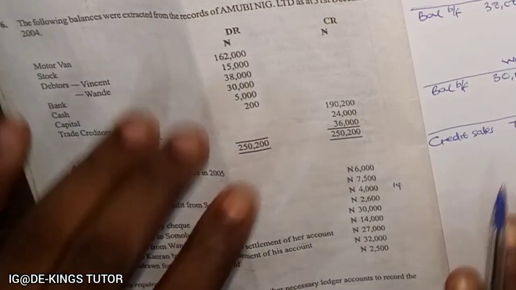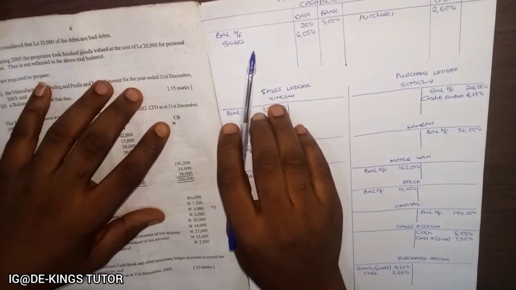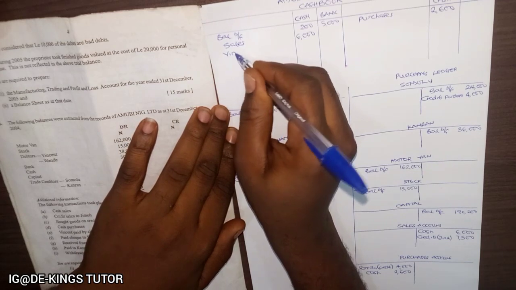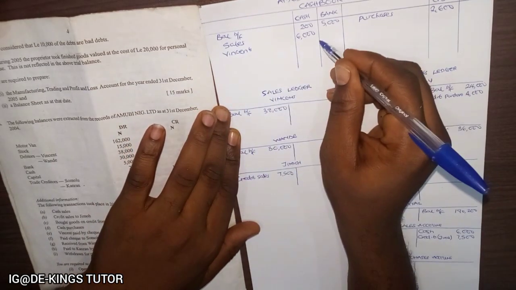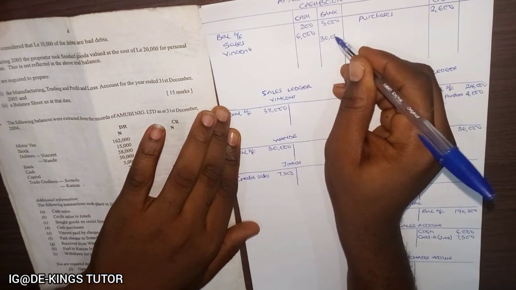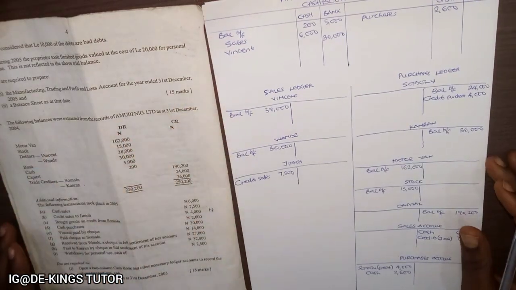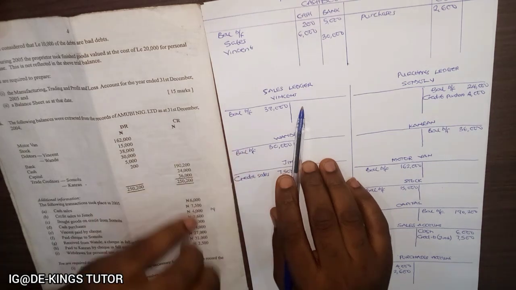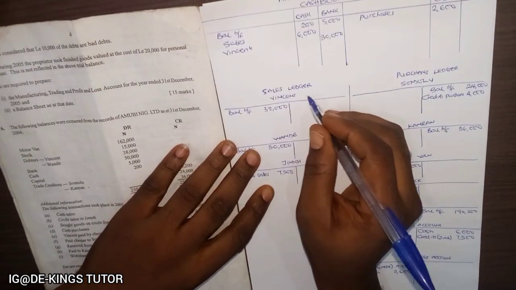Okay, so the next one, Vicent paid by check 30,000. So we receive from Vicent. It will come to the cash book under the bank column, 30,000. The corresponding entry will come to the account of Vicent because he is a debtor. Look at it here. So come here and it will be bank, 30,000.